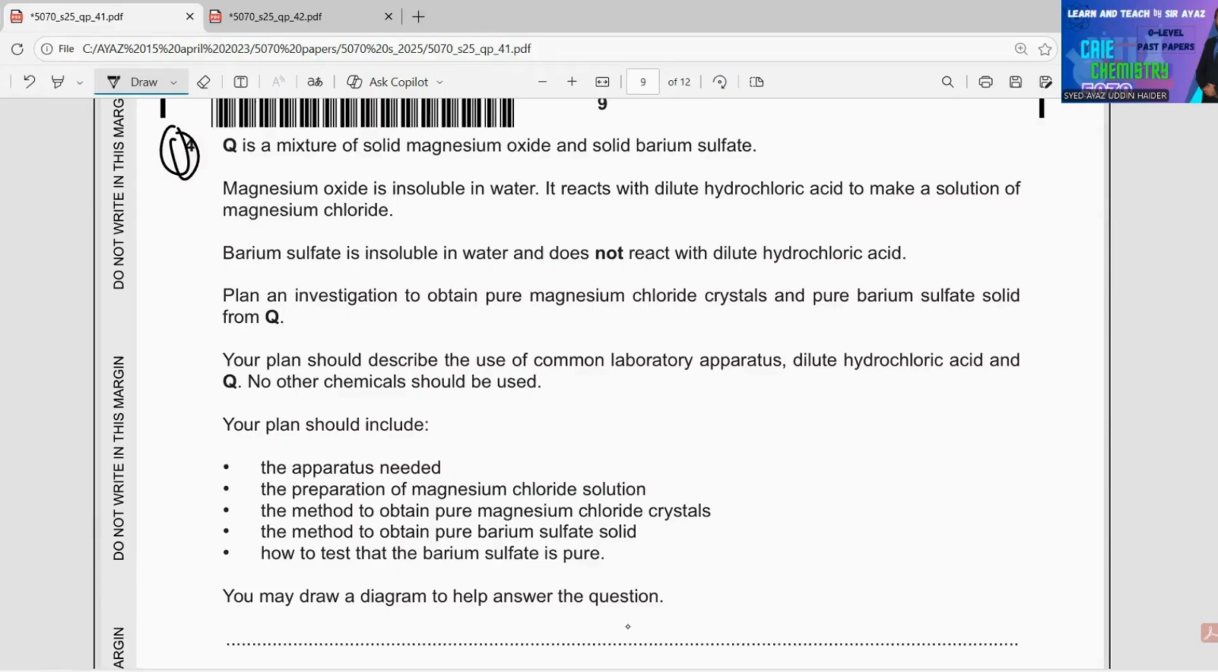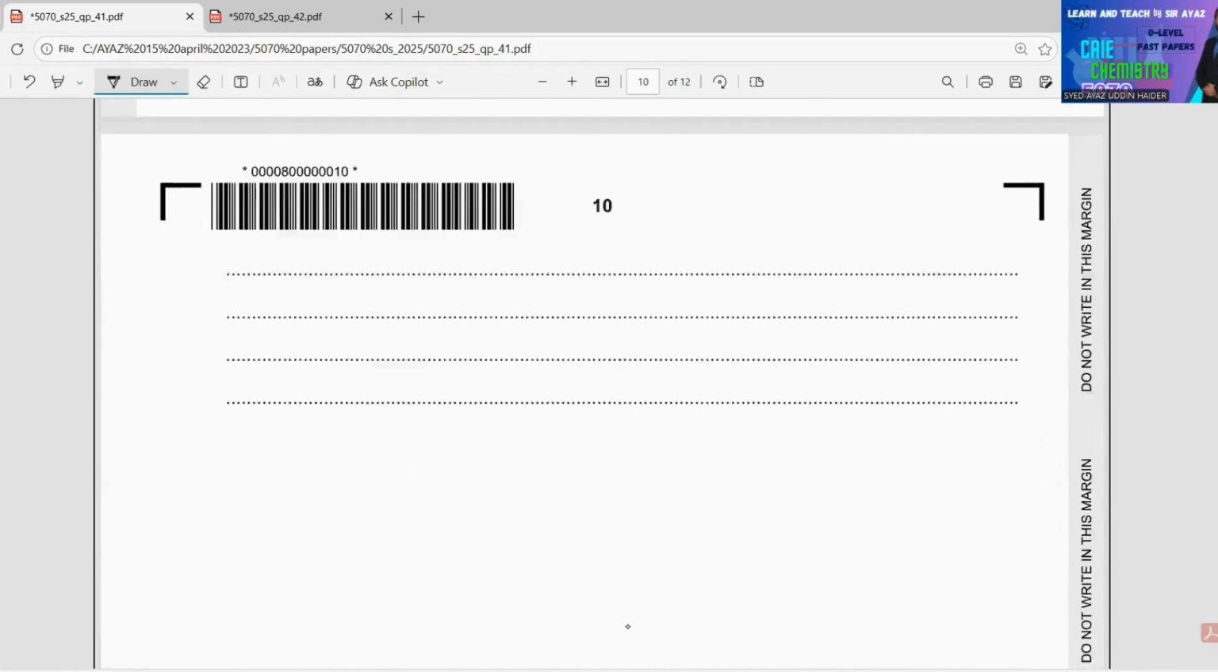Your plan should include the apparatus needed, the preparation of magnesium chloride solution, the method to obtain pure magnesium chloride crystals, the method to obtain pure barium sulfate solid, and how to test that the barium sulfate is pure. You may draw a diagram to help answer the question. The total mark for this question is 6.